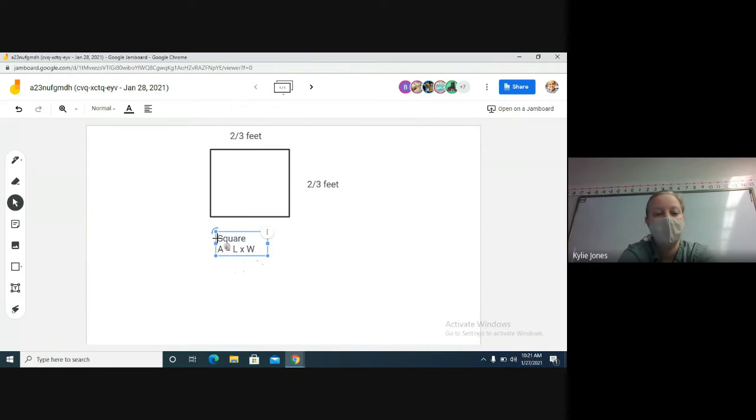So in this case, to find the area, what are we multiplying together? No, what are we multiplying? The feet. 2/3 times 2/3. Well, hang on. Now take a minute and do 2/3 times 2/3.